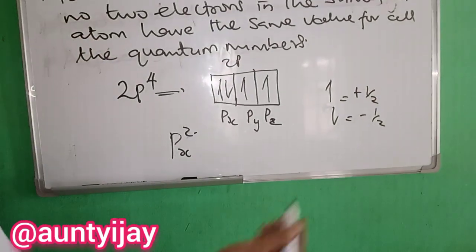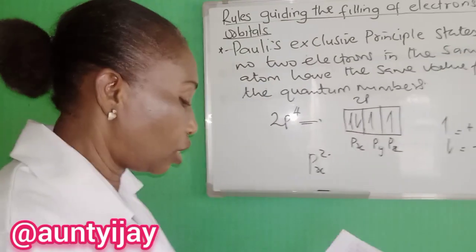That is positive half and negative half. That is Pauli's exclusion principle.